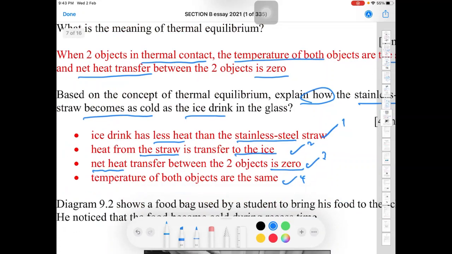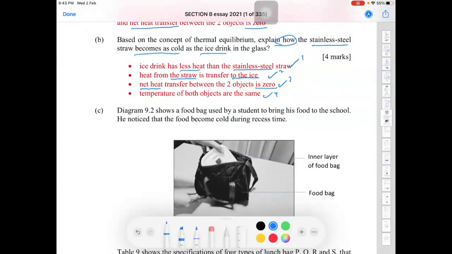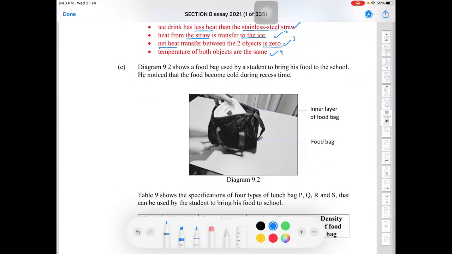Alright, okay, kita teruskan the next one. You ada bag, you nak bawa, okay, so show a food bag used by a student to bring his food to school. He noticed that the food become cold during recess time. So, you akan buat ada inner layer, ada food inside.